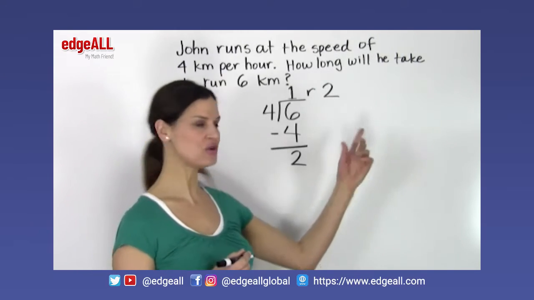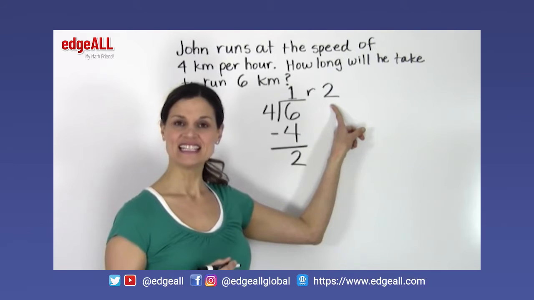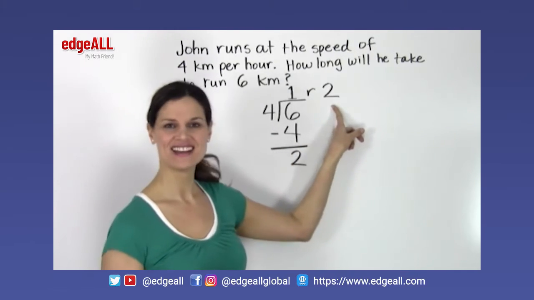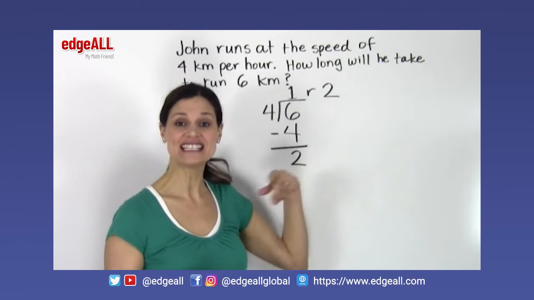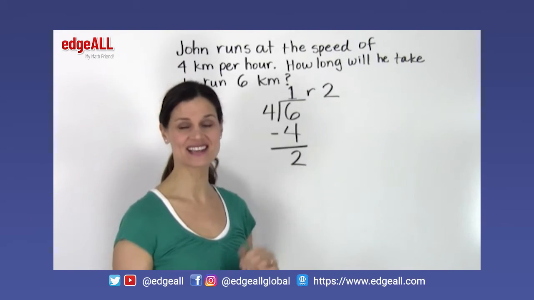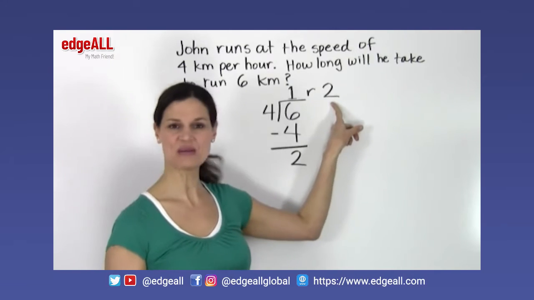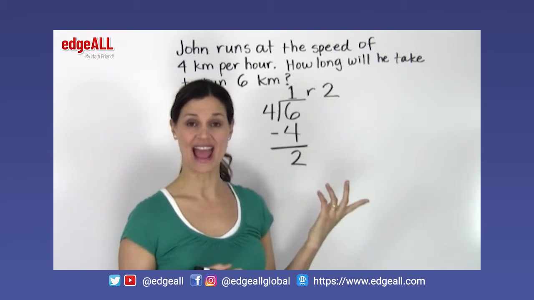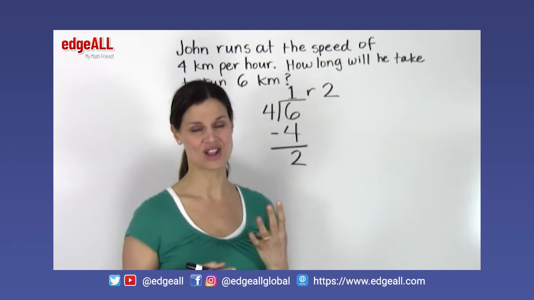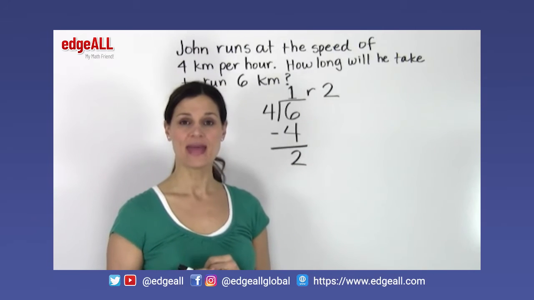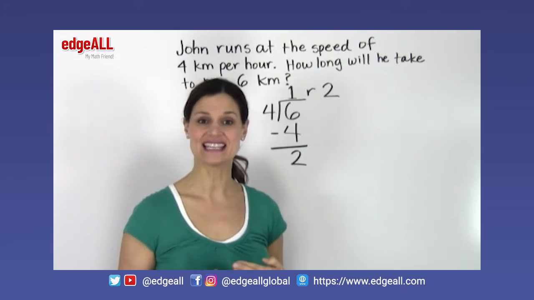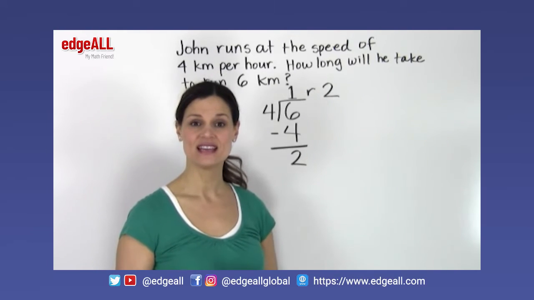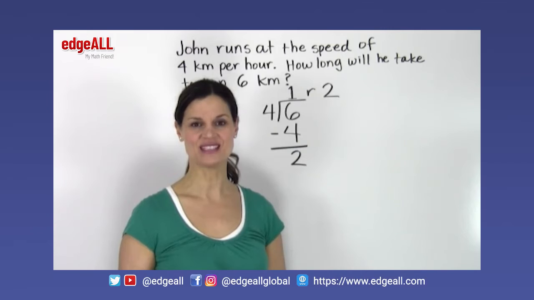What does the 2 mean in the remainder? Does it mean that John would not run the last 2 kilometers? Does it mean that we can never find the exact time he would take to run 6 kilometers? Well, the 2 remaining kilometers is less than what John runs in 1 hour. He runs 4 kilometers in 1 hour. That means he would take less than 1 hour to run these last 2 kilometers. To calculate, we need to use decimals.